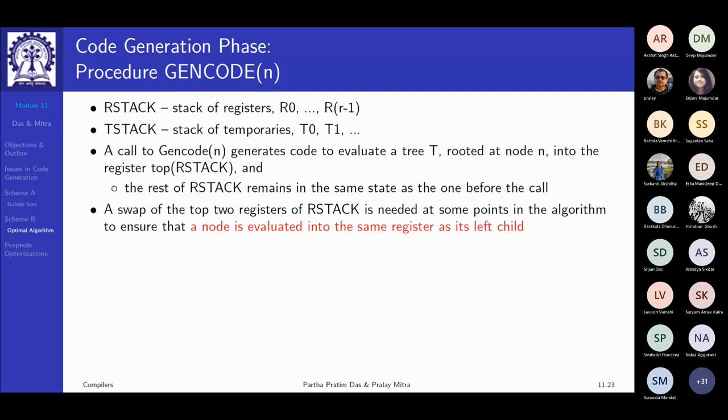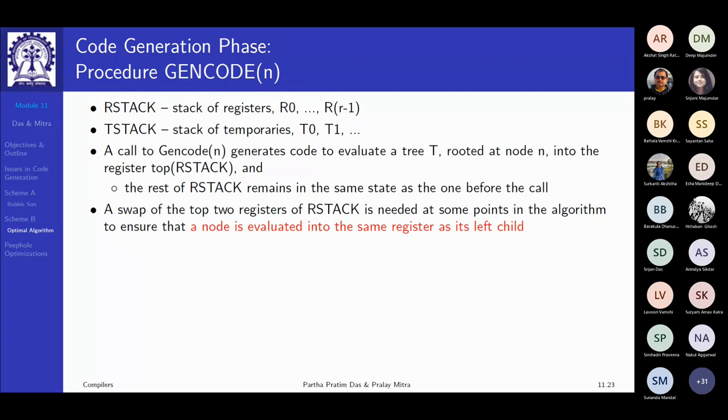It is called the R stack. And there is a T stack, which is a stack of temporaries, which is infinite. T0, T1, as many as you want. Now, why do I need this stack of temporaries? Very simple, because I've already seen through this labeling that there is a minimum number of registers that I need to compute an expression tree.